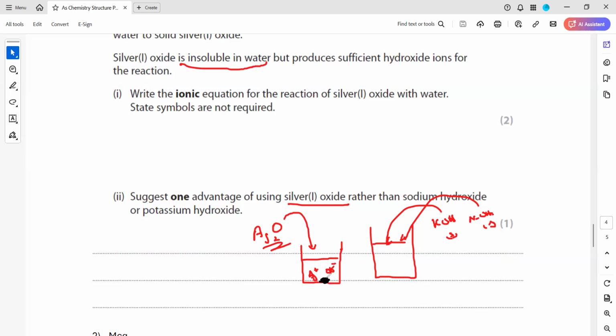So you can separate the unreacted silver 1 oxide by filtration. So one advantage of using silver 1 oxide rather than sodium or potassium hydroxide is that, as you can see, silver 1 oxide is insoluble. So the unreacted silver 1 oxide can be removed by filtration. But the unreacted potassium or sodium hydroxide cannot be removed by filtration because it is soluble, or it will dissolve instantly.